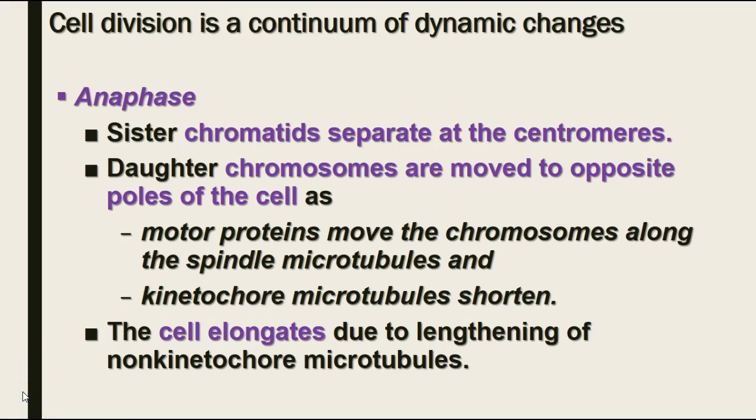Since the centromeres separate from each other or split apart, the chromosomes can now move to opposite sides of the cell. There are special motor proteins similar to what you find in your muscles that move the chromosomes along the spindle fibers toward the opposite ends of the cell. As this is happening, the cell gets longer because the other microtubules are kind of pushing against the ends of the cell, making the cell get bigger so that it's more easily divided.